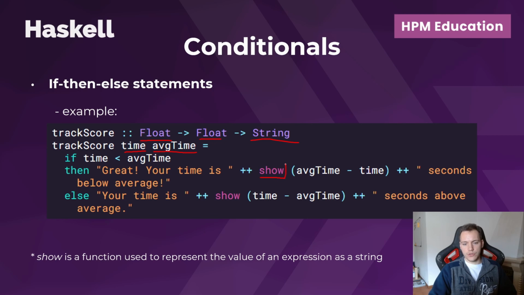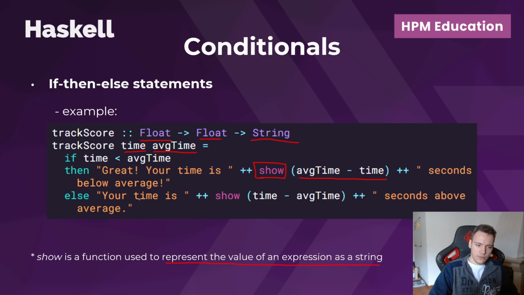Then we use this show, which is used to represent the value of an expression as a string. So we can show an integer to basically cast it to a string, or show a float value or any other value that supports the show method. We can cast them to strings. So we show the difference in the average time and the contestant time, and this is the amount of time, amount of seconds in this case, below the average time of the track.